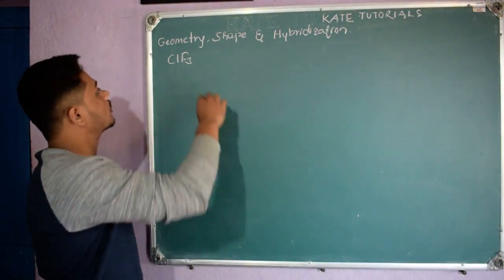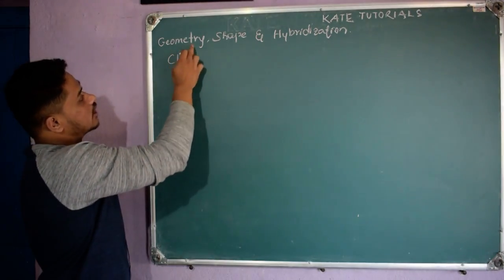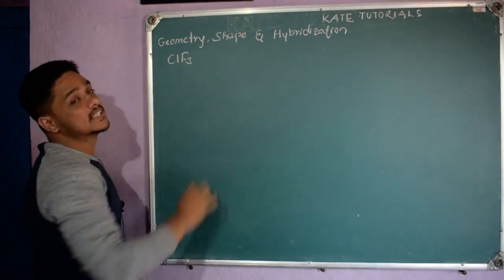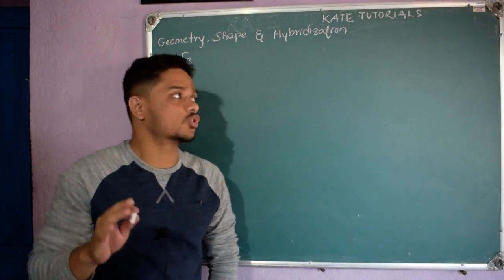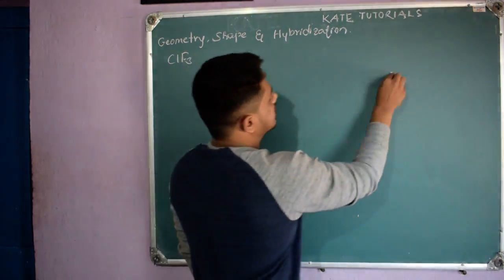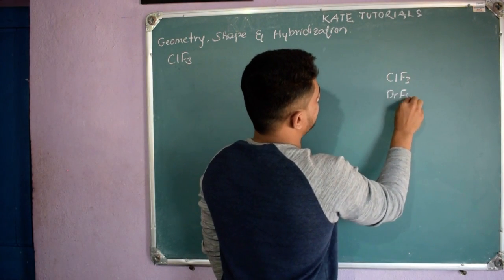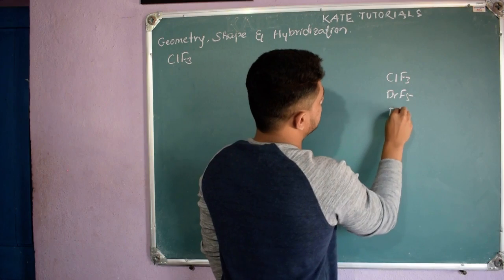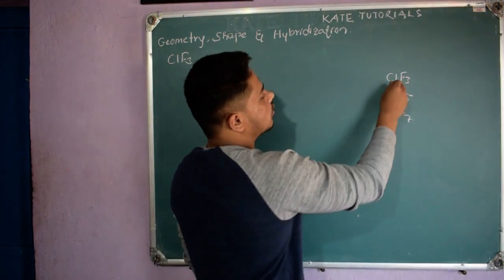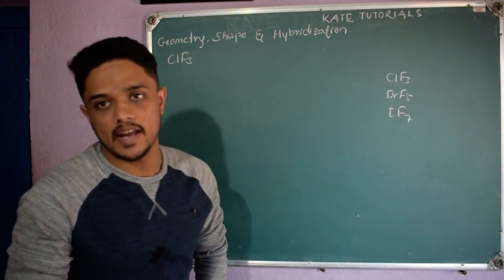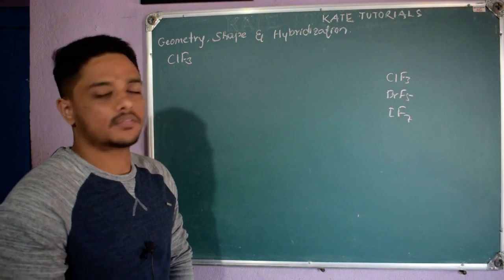So we were discussing geometry, shape and hybridization, right? In this class, let us discuss the geometry, shape and hybridization of ClF3. In the previous video, I asked you a question: why does chlorine exhibit only ClF3, why bromine BrF5, why iodine IF7? All these are halogen family only. Why doesn't chlorine exhibit ClF5? That is the common question all students will ask, right?